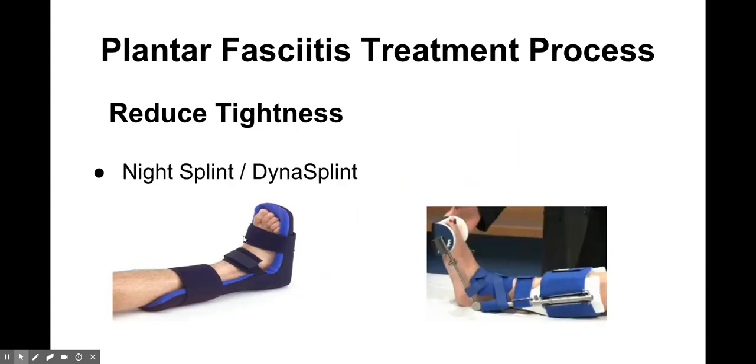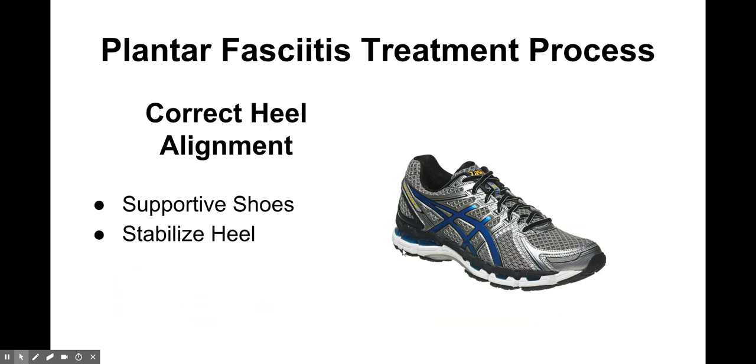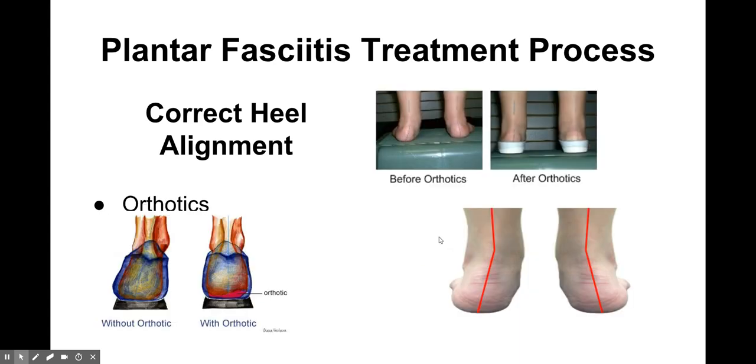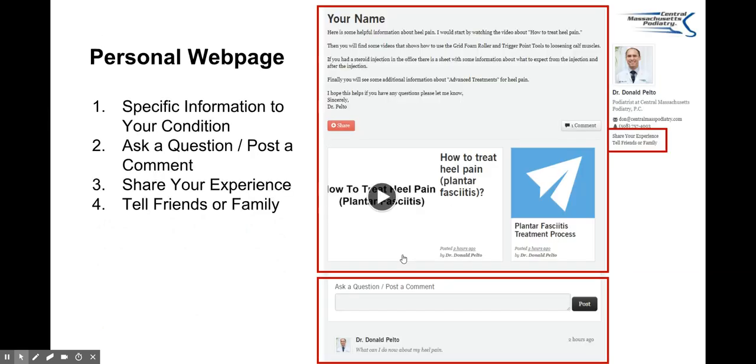Some stretching. Once again, DME items, which would be either a Dynasplint or a night splint, durable medical equipment. Then shoes, and when I do the shoes, I'll also give them a shoe referral in my notes, to a certain place that I refer for shoes with a shoe recommendation. And then orthotics as well. If they really have a pronated foot, then I will encourage them to do an orthotic.